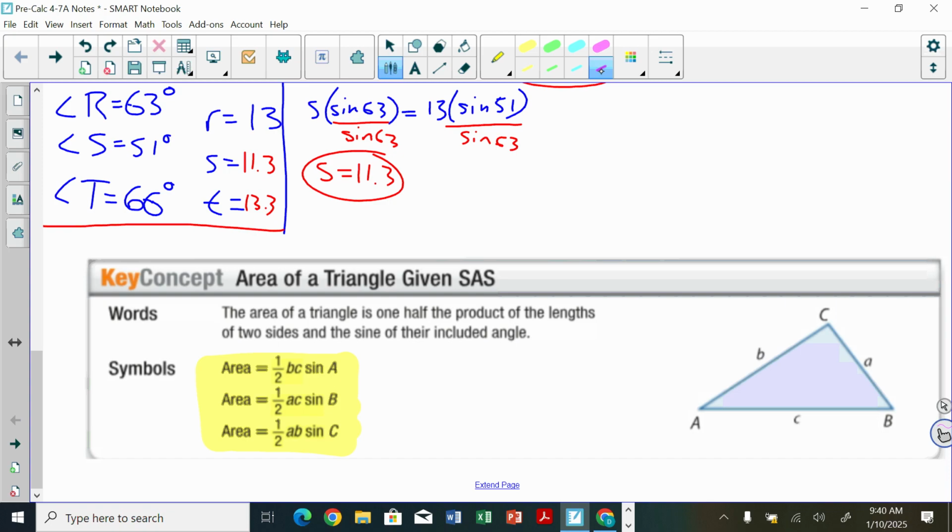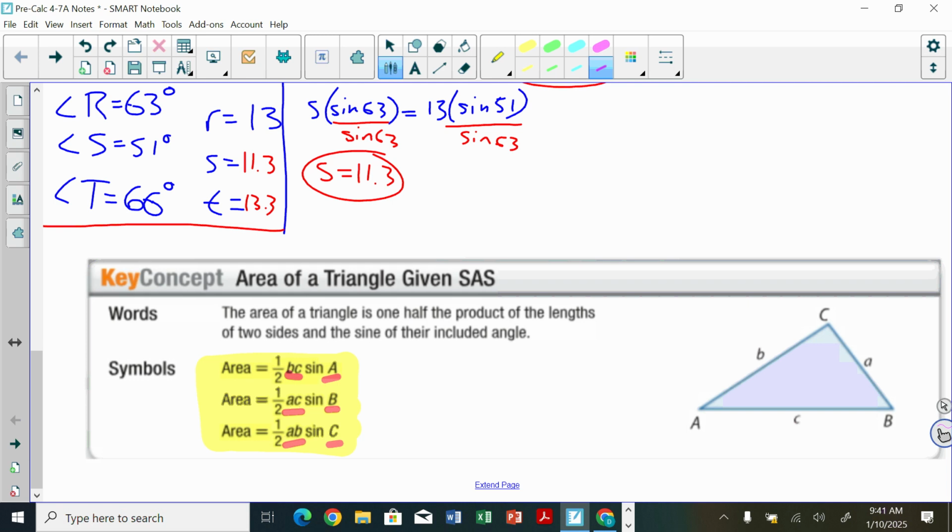Notice that if you're given angle A, then you would look at the sides not opposite from A, sides B and C. And again, if you look at B, then we'd be dealing with A and C for the sides. For C, you'd be dealing with A and B. So it just depends on what's given to you. It's an easy way to find the area of a triangle.